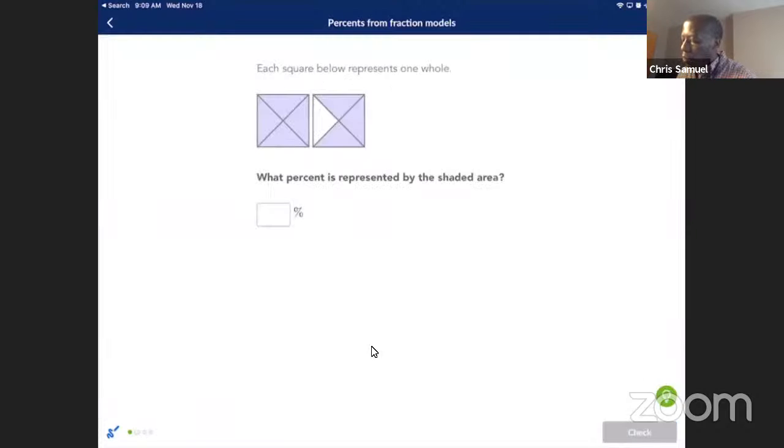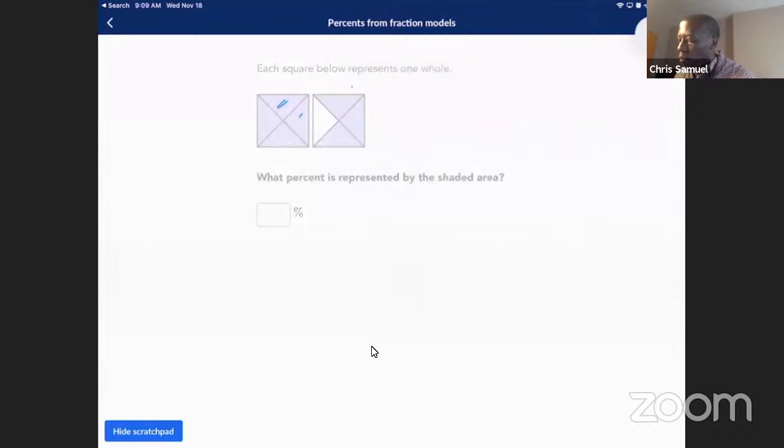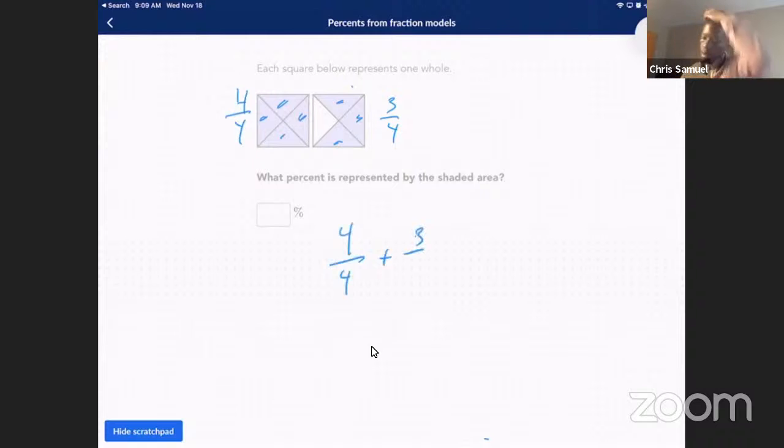Next one here, it looks like we have 1, 2, 3, 4, and then you have 1, 2, 3. So one side has 4/4, like I said before, and this side has 3/4. So we could say 4/4 plus 3/4, which would equal 7/4. There's a way that I would normally do this.